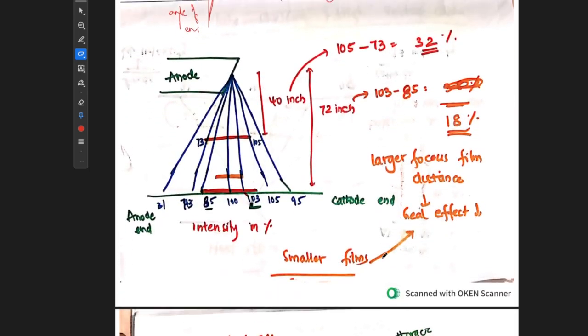Next, there are two important things which will determine the Heel effect. One, the film size. Second, the focus to film distance.